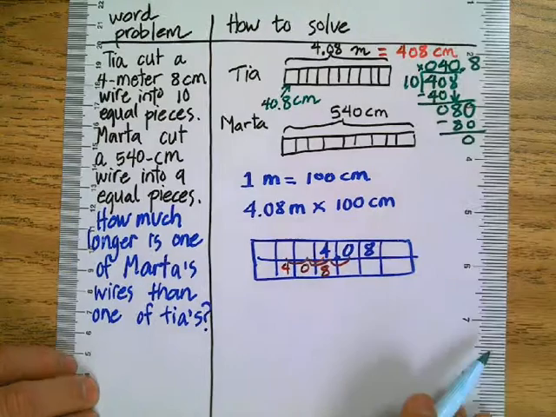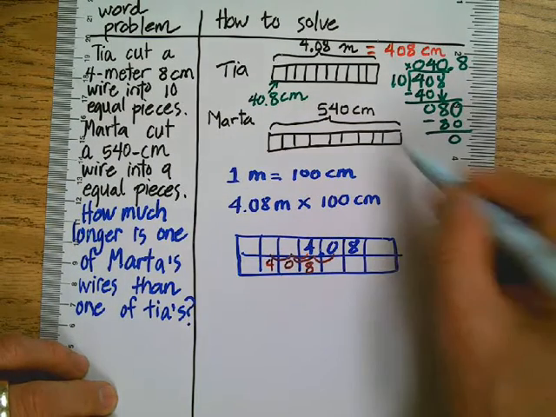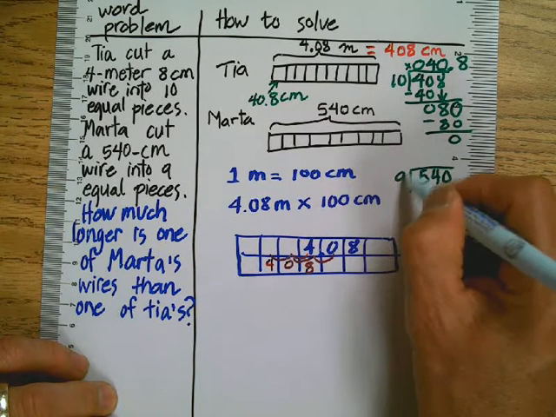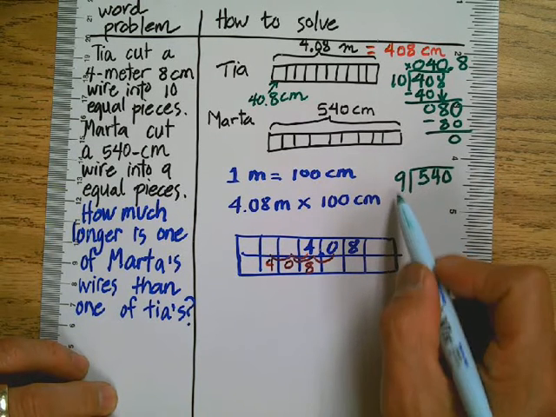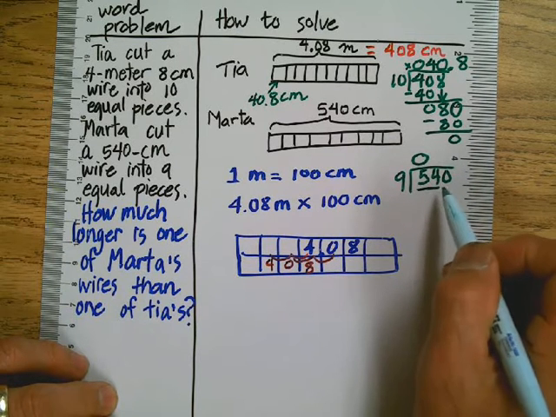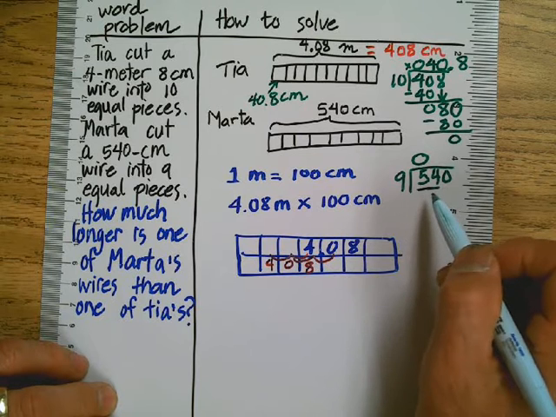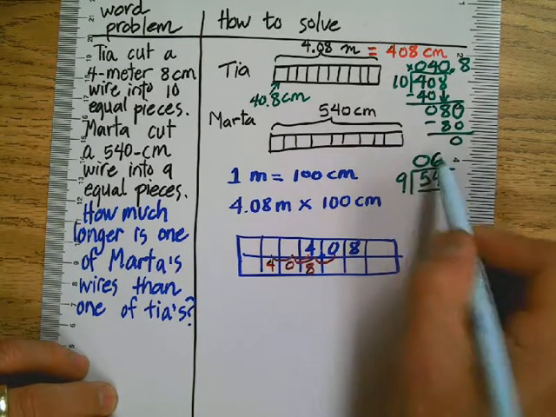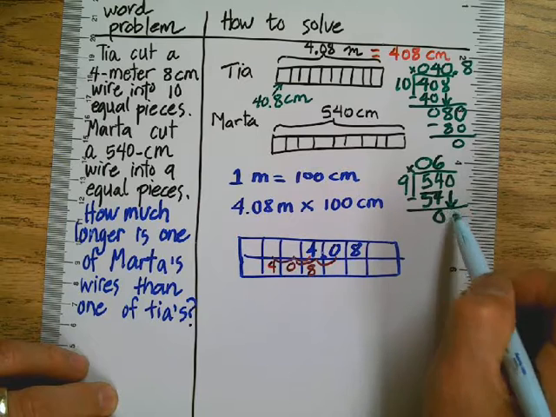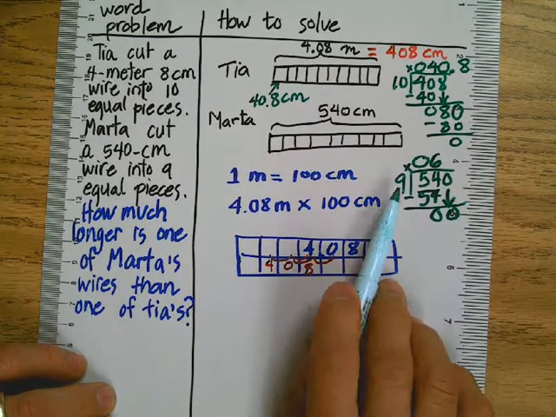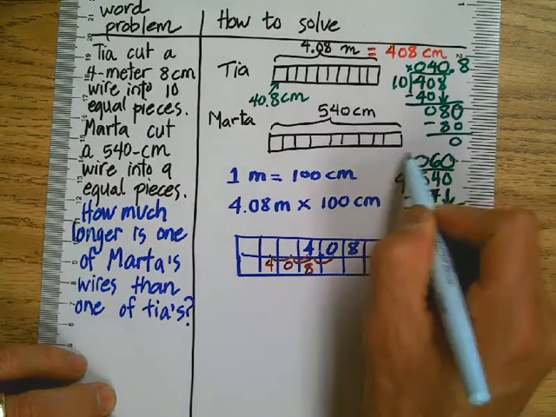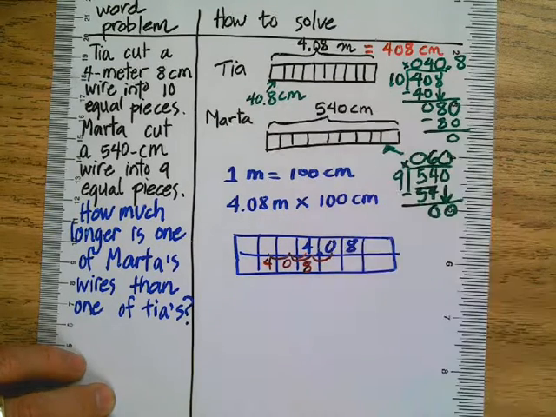Now let's see the length of Martha's wires. The whole thing is 540, and she cut this one into 9 pieces. So you ask yourself, how many 9s go into 5? And the answer is 0. Then, how many 9s go into 54? You know that 9 times 6 equals 54, and the remainder is 0. Bring the 0 down. How many groups of 9s can you create out of 0? The answer is 0. So each of these pieces of wire is 60 centimeters.